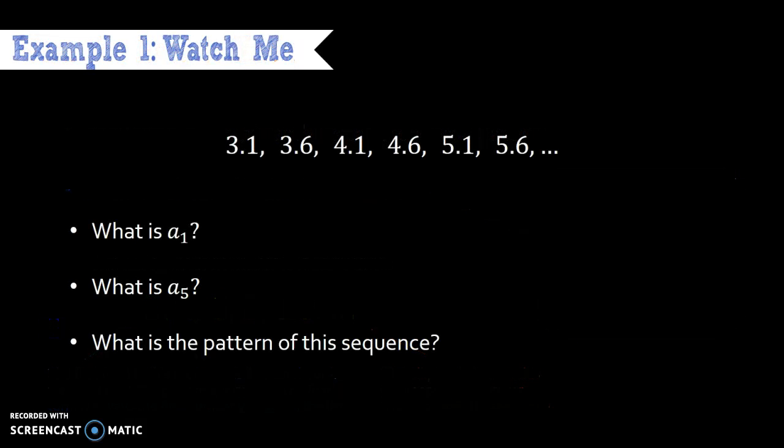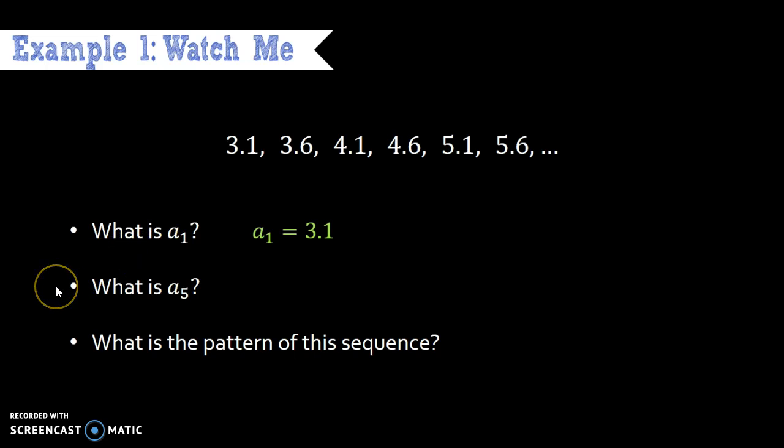Here's an example. We have the sequence 3.1, 3.6, 4.1, 4.6, 5.1, 5.6, and it's going to keep going on forever. We have 3 questions. What is A sub 1? This means what is the first term of the sequence. So we're just going to go find the very first number in our list. That would be 3.1, 3 1/10.